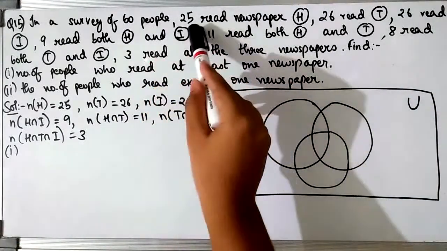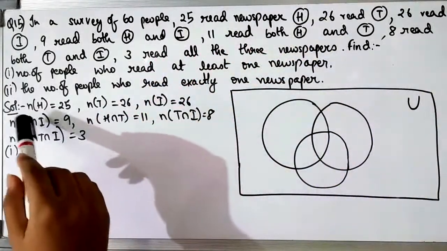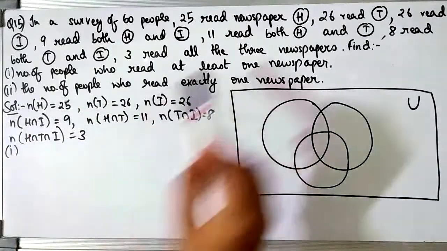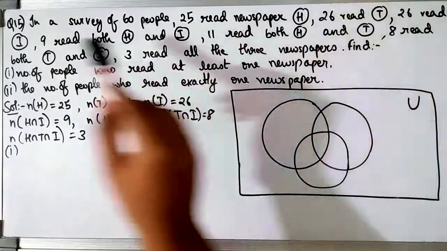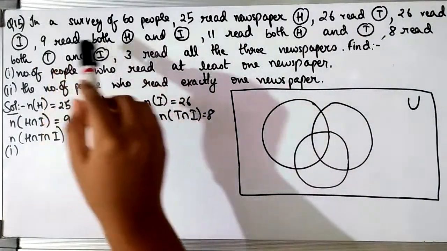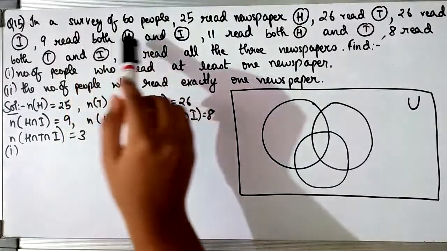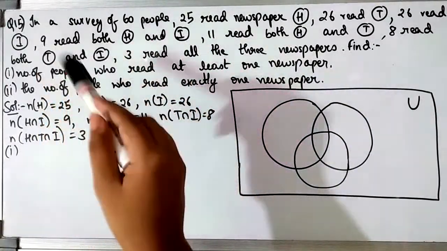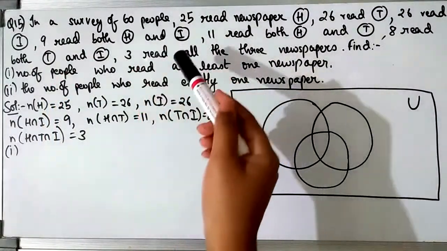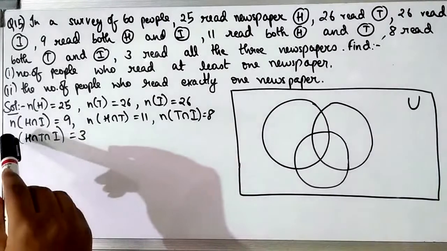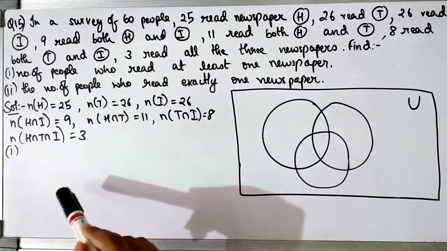Now they say that 25 read newspaper H. So I have written number of elements of H is 25 because 25 people read newspaper H. Then 26 read T and 26 again read I. So I have listed that also. Then they say 9 read both H and I. When they say both H and I, it means intersection, because those 9 people like reading newspaper H as well as I. So we have to do H intersection I, which is equal to 9. That is, number of elements of H intersection I is equal to 9.